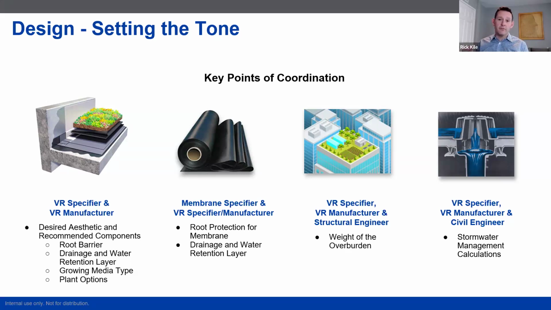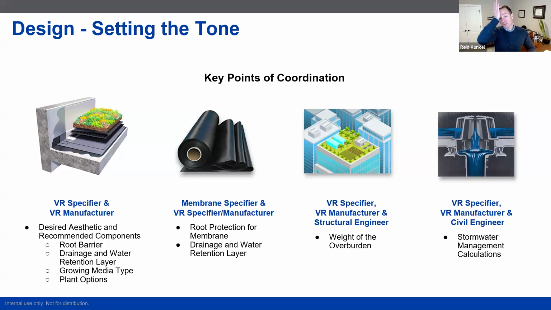And so understanding from the vegetated roof manufacturer how much these components weigh, so that we can make sure the structure can hold the vegetated roof, and even involving the civil engineer. Are we asking the question, what are we doing for stormwater management?